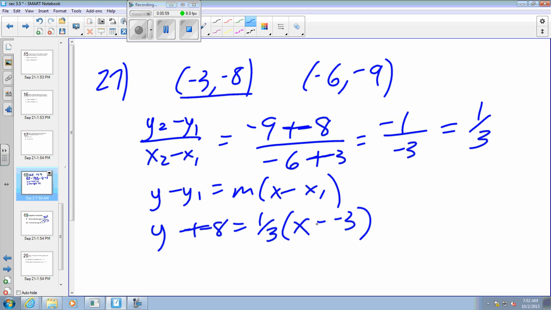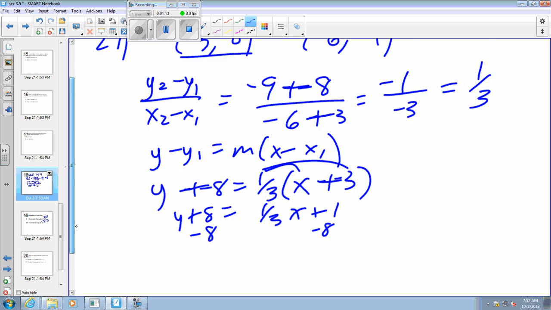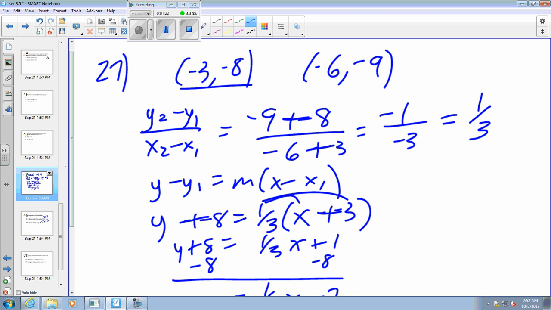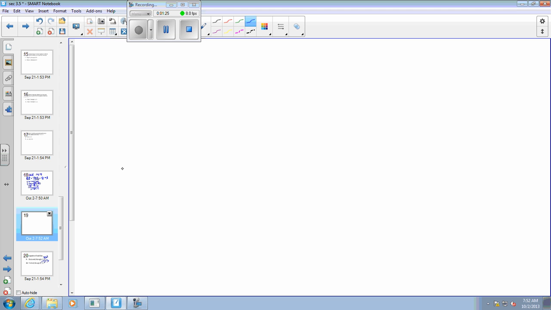Simplifying, then distributing, I'm going to have 1/3 x plus 1 minus the 8. I get y equals 1/3 x minus 7. This was question 27. Next question, 25. We're going to do the same thing with question 25.